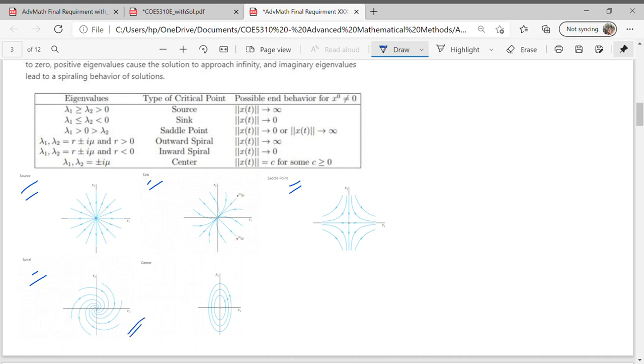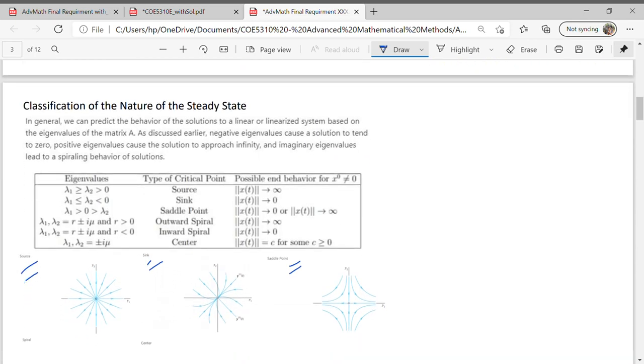And then lastly, we call it a center when the eigenvalues are both imaginary. So the tendency of the arrows is just to go around the fixed point.